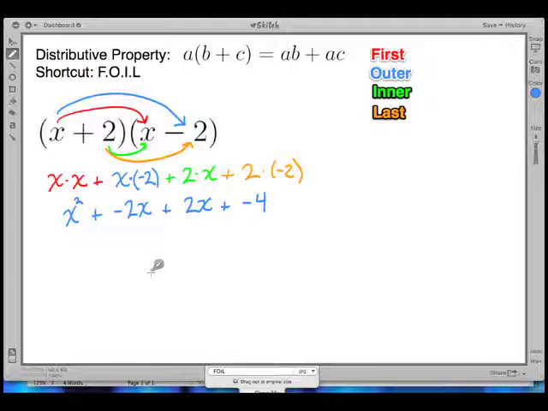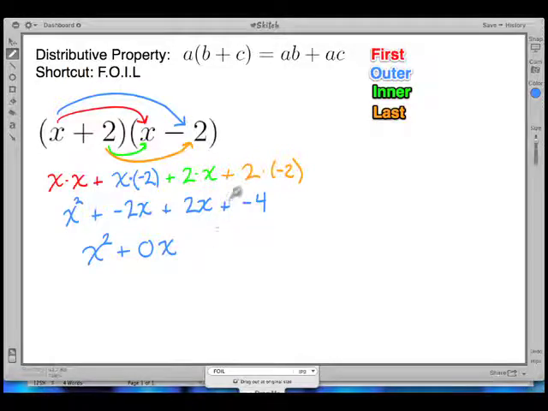Now once again, just like our last time simplifying this expression, we want to combine our like terms. We have x squared, and we look for any other x squareds, and we don't see any. So we can write x squared here. We look at our x's. We have negative 2x plus positive 2x. Negative 2 plus 2 is 0.